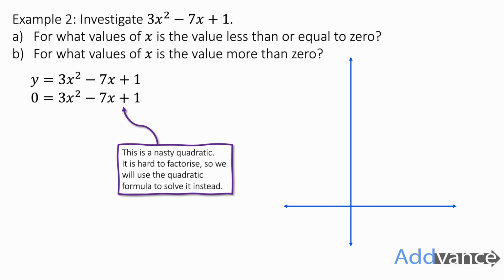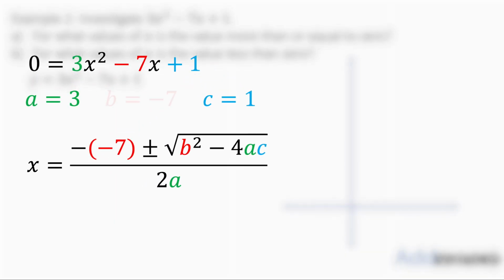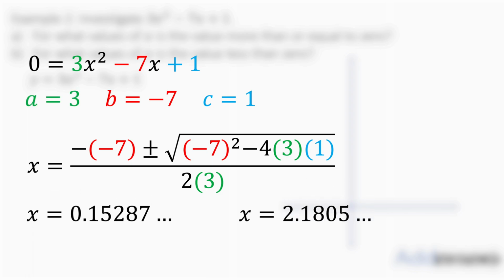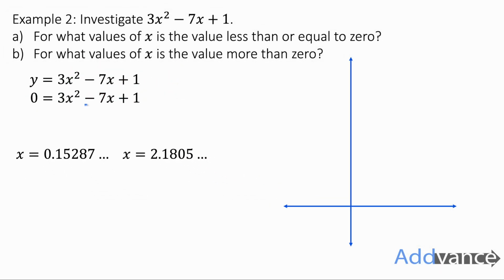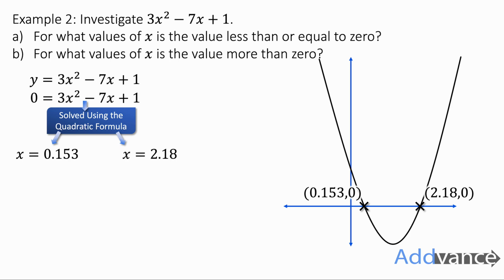It's a nasty quadratic and we can't really solve that by factorizing. So we'll use the quadratic formula where a is 3, b is minus 7 and c is 1. We substitute these numbers into the quadratic formula, or you can just use the quadratic solver on the calculator and you get these two values of x, which we can round to 3 decimal places. And we get this. We can plot those as the coordinates of the x-intercepts on the graph, and we can sketch the graph as a U-shape like this.